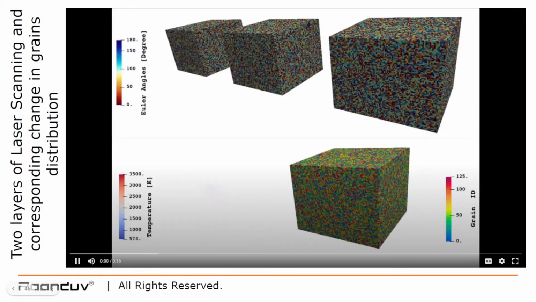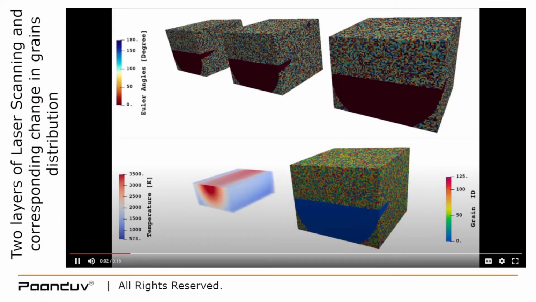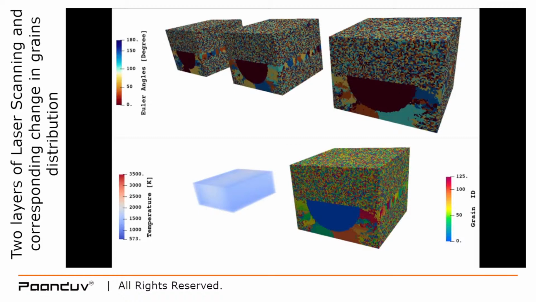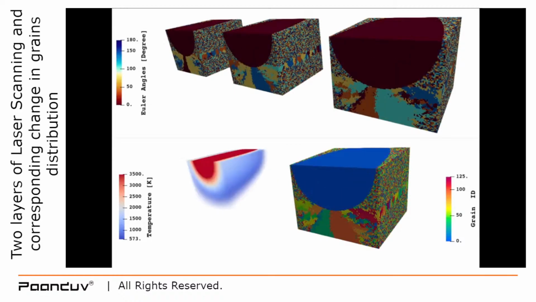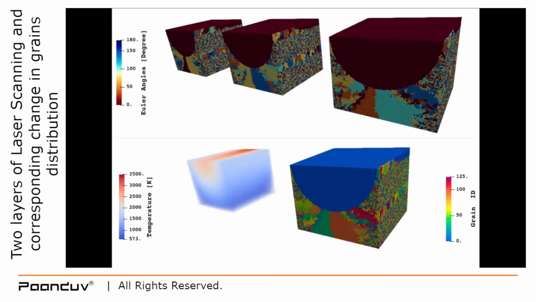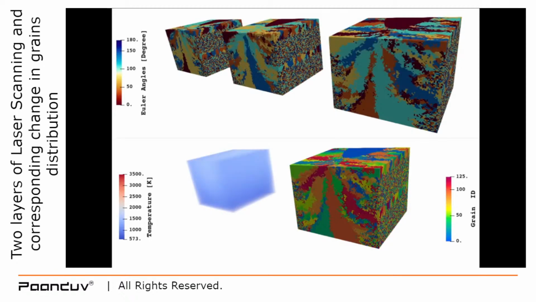Now if I play the video, the laser moves once, and you can see how the grain size has changed, how their orientation has changed, and then the laser moves again on top of it, and again the grain size and the distribution completely changes.